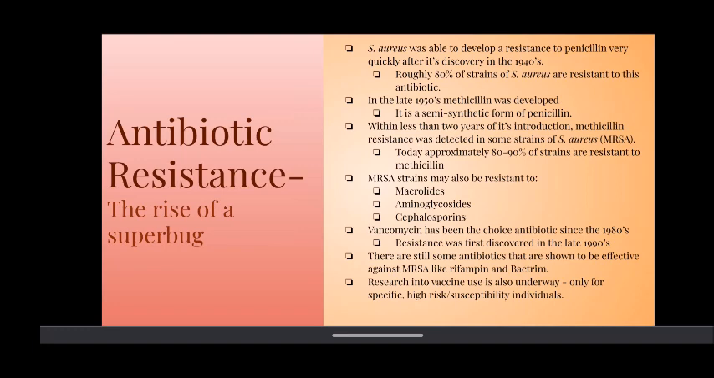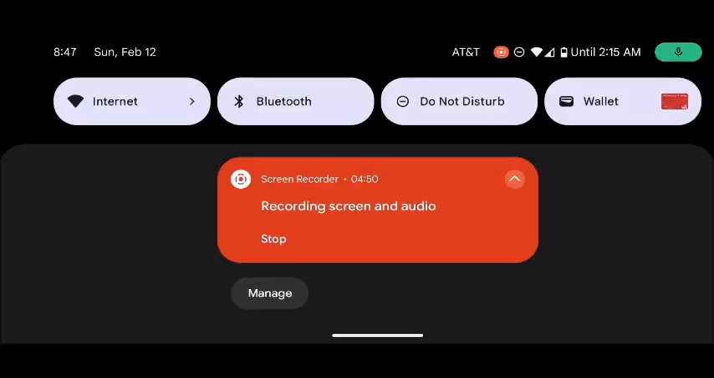There are still some antibiotics that are shown to be effective against MRSA, and those would be things like rifampin and Bactrim. But it's also led to the research into vaccines, which would be used primarily in folks who are high risk or have high susceptibility to getting MRSA infections, which, fun fact, would primarily be folks who are regularly in the hospital or in hospitals for a long amount of time, as that's one of the most common places to pick up a Staph aureus infection, and that is Staphylococcus aureus.